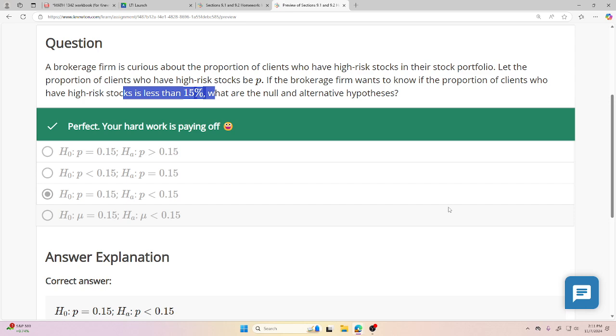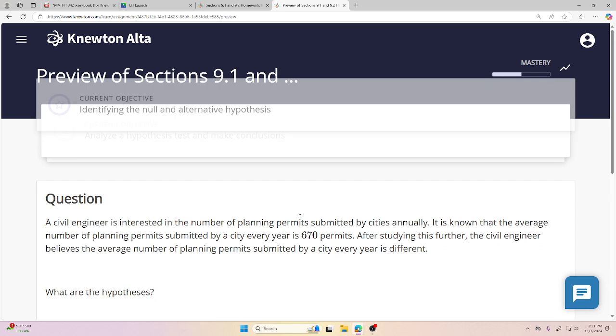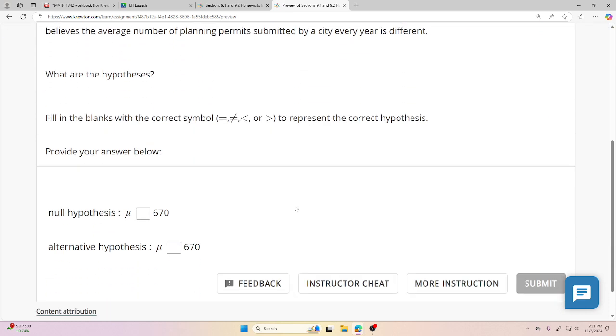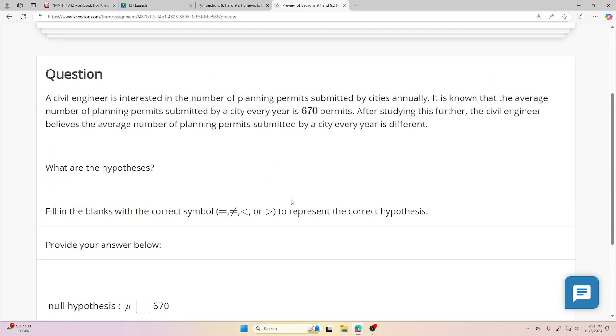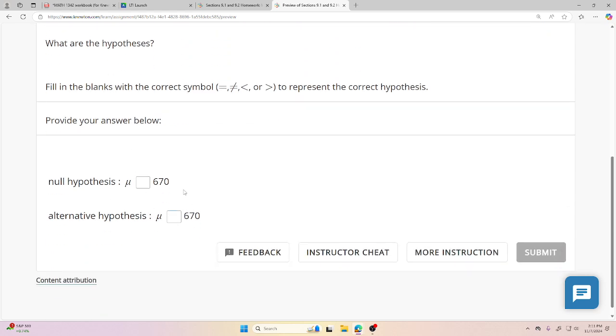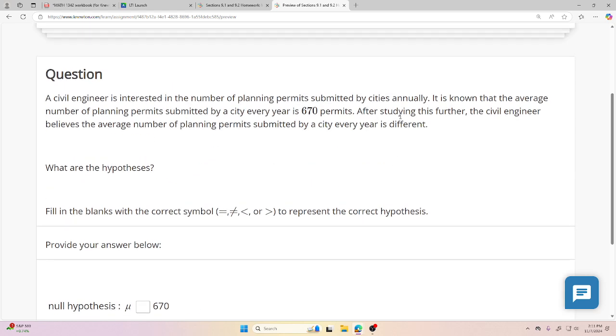Yeah? Okay. And it might be boring, I don't think it's boring personally, but look, we get to put in symbols. Now, this is a key moment. Does Chad teach well or does Chad mess up? Let's see. This will be funny. So, a civil engineer interested in permitting plans. It is known that the average is 670, and they already put that in for me. That's nice. After studying further, the civil engineer believes that the average is different. Well, I guess you can't see me mess up this time. You'll see what I'm talking about in a minute.